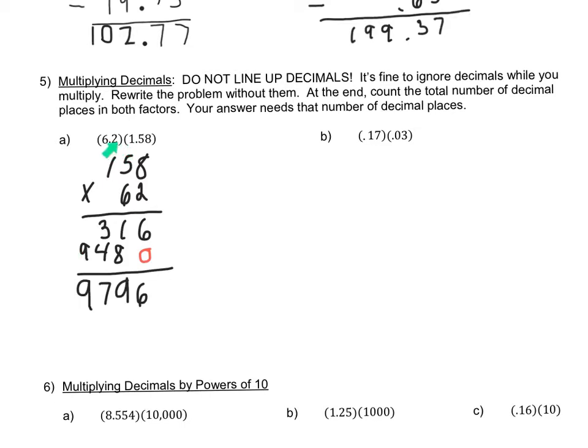So now we look to our original numbers. We had 1 decimal place here and 2 decimal places there. So we need 3 total decimal places in our answer. All right, so we need 3 decimal places. So you start at the right end of your number, because it makes it be a whole number right now, and we count back. 1, 2, 3. So we're going to put the decimal between the 9 and the 7. So here's our answer, 9.796.